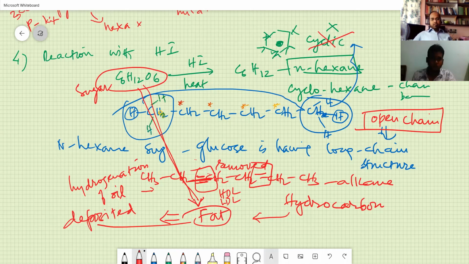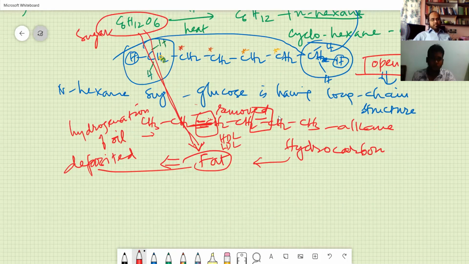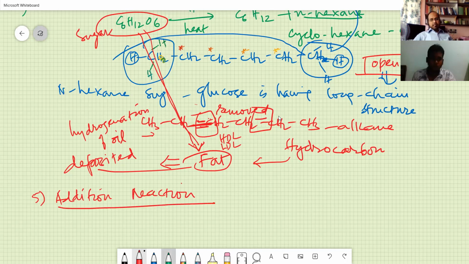So I think we have seen the important reactions: reduction, oxidation, acetyl derivative, and lastly we have seen the HI reaction. Okay, one more reaction that should support our structure of glucose as C double bond O is a fifth reaction. I would call it the addition reaction. You can remember this.